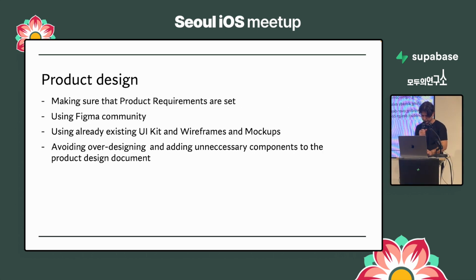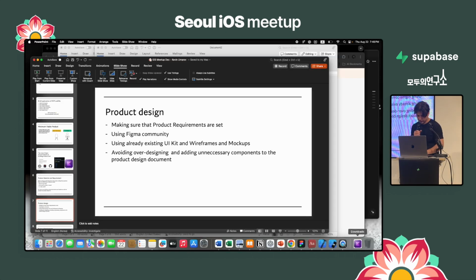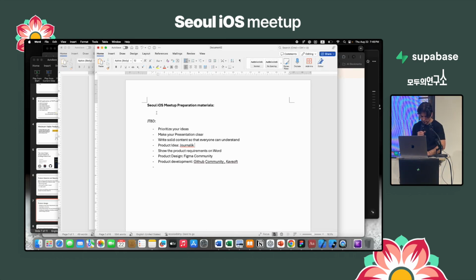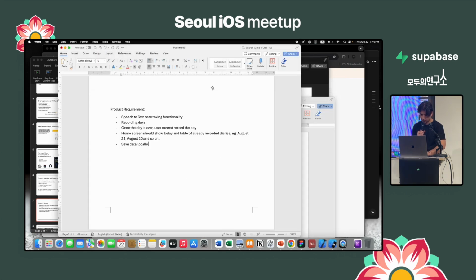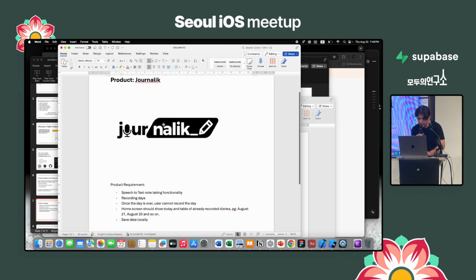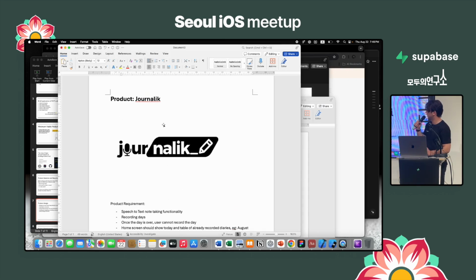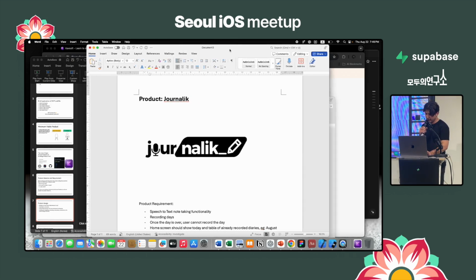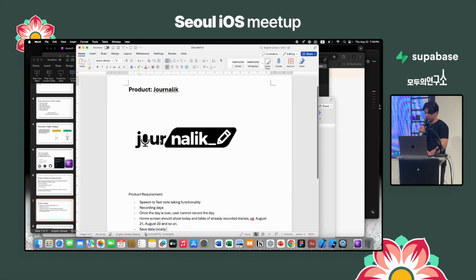So I'm going to show you the imaginary product here called Journalic. This is one of the products on my list that I always want to build, but I don't have time to build. And the product is called Journalic.